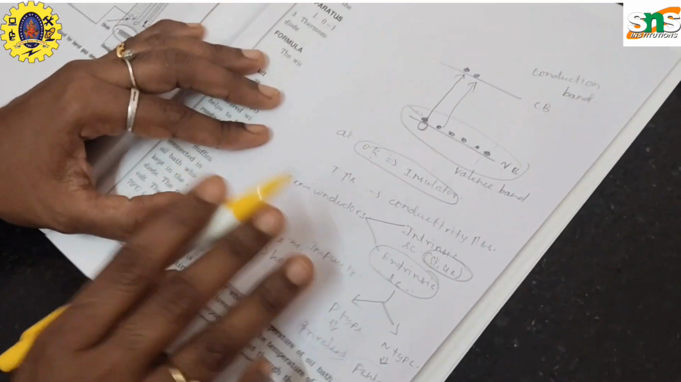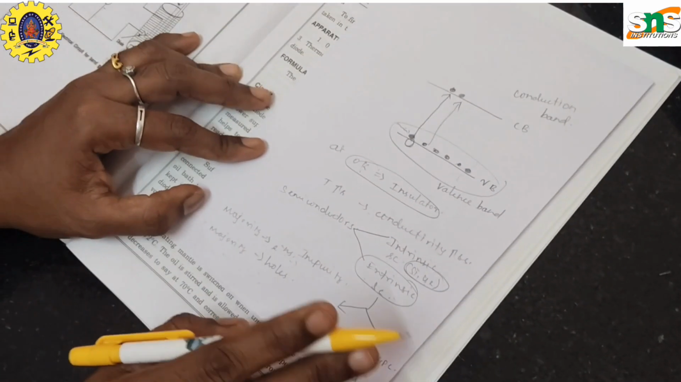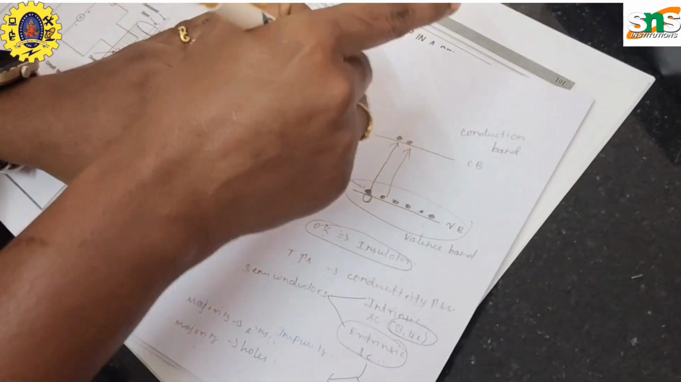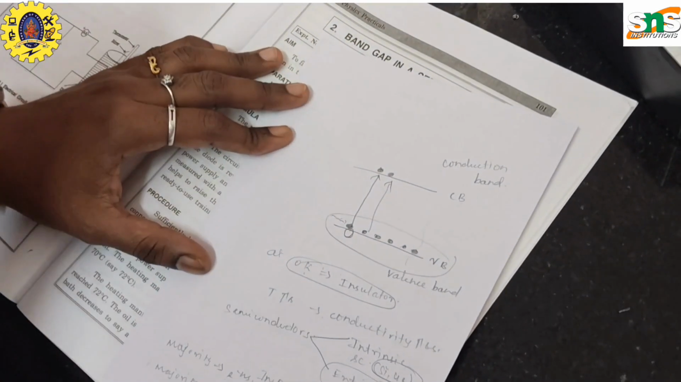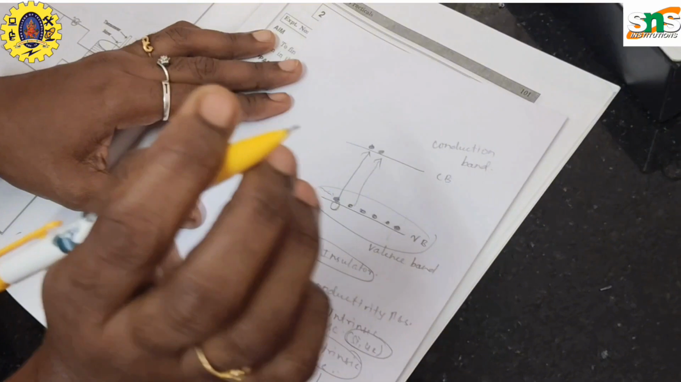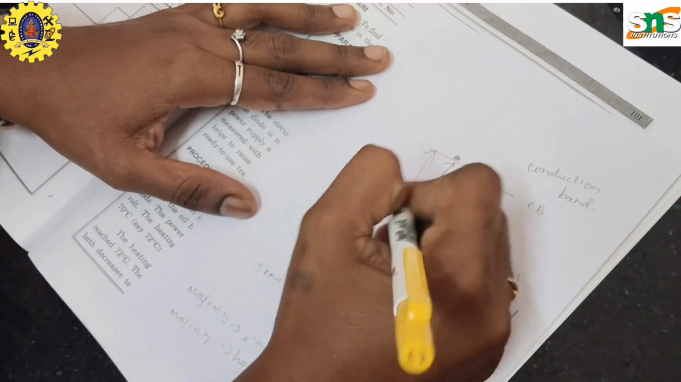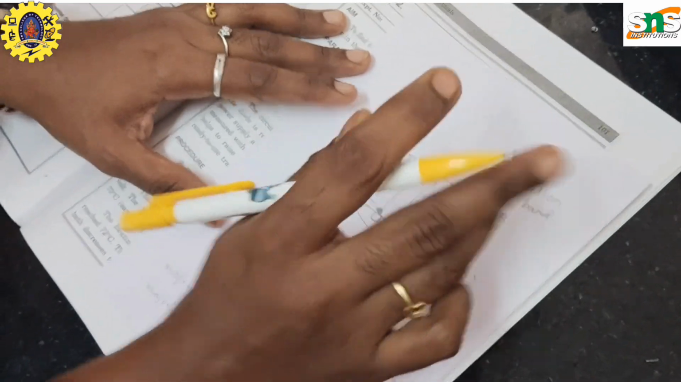These are the semiconductors and their introduction. So in this class I am going to explain about the band gap of semiconductors. What is meant by band gap? Band gap is nothing but the gap between the valence band and the conduction band. That's all. Thank you all.